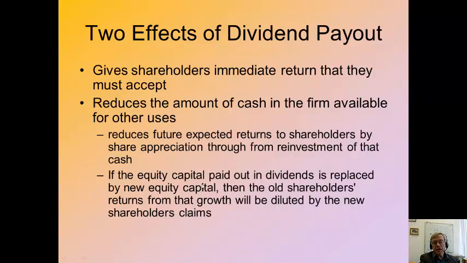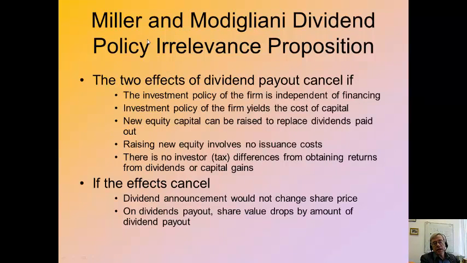If equity that is paid out in dividends is replaced by new capital, then the old shareholders' returns from that growth will be diluted by the new shareholders' claims. These cancelling effects give rise to the Miller-Modigliani dividend policy irrelevance proposition. The two effects of dividend payout will cancel if the investment policy of the firm is independent of the financing. So what the firm does in order to select appropriate investments has nothing to do with the financing.